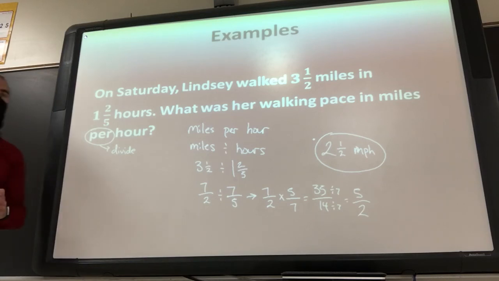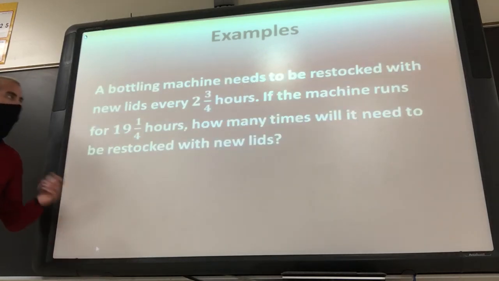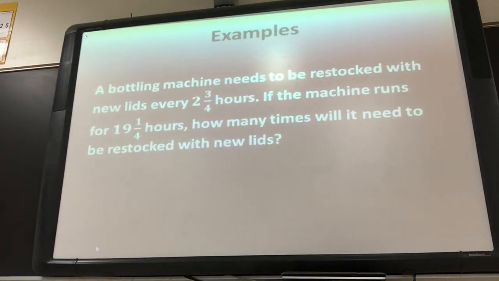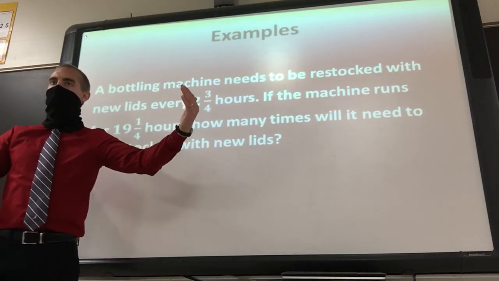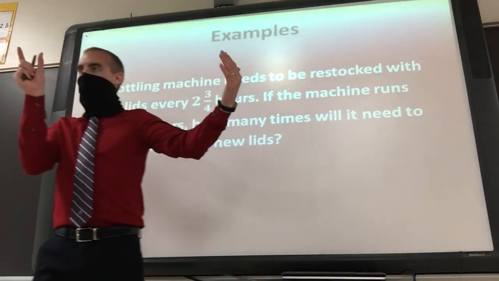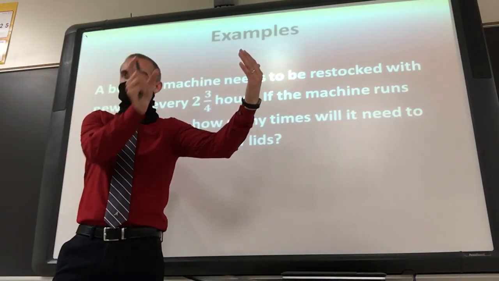Okay, questions there? All right, and then our last one here. A bottling machine needs to be restocked with new lids every 2 3/4 hours. If the machine runs for 19 1/4 of an hour, how many times will it need to be restocked with new lids? So what we're saying is it runs for 19 1/4 hours. Every 2 3/4 hours, we're restocking it.